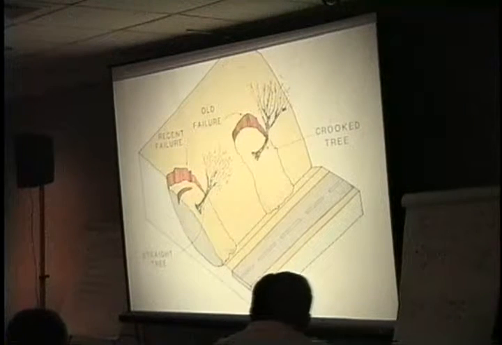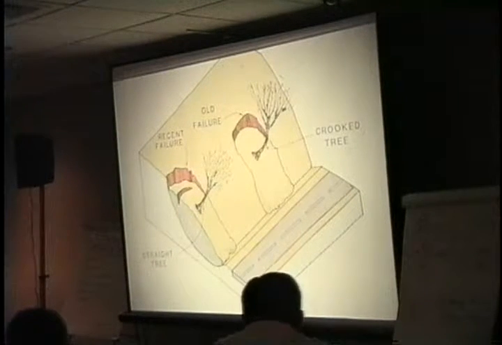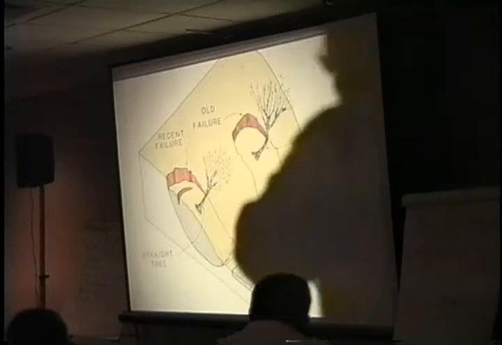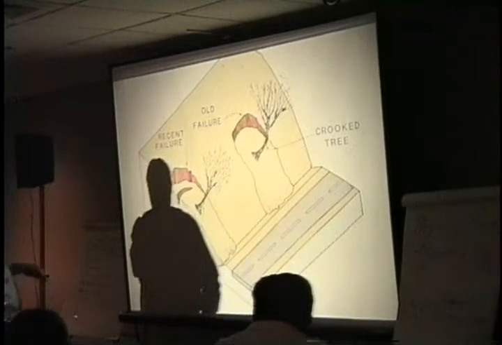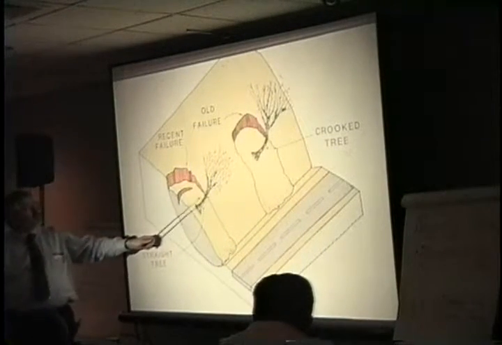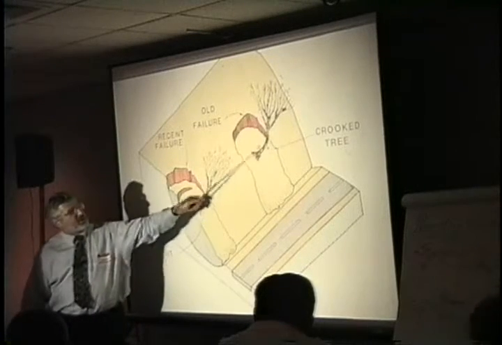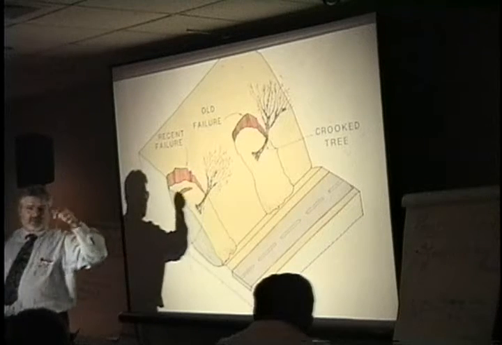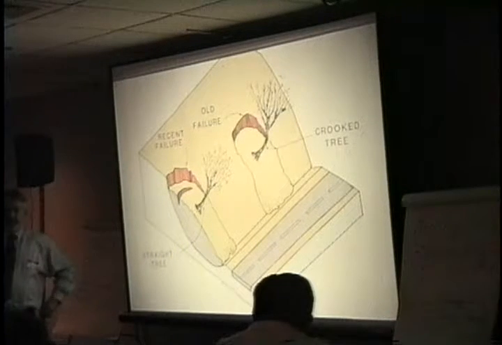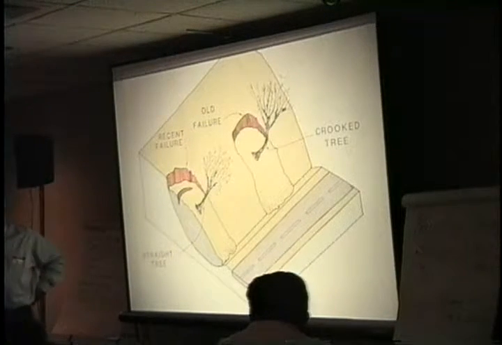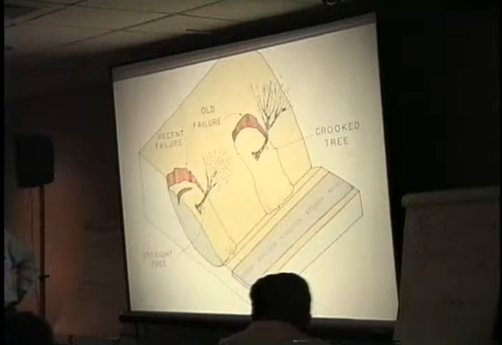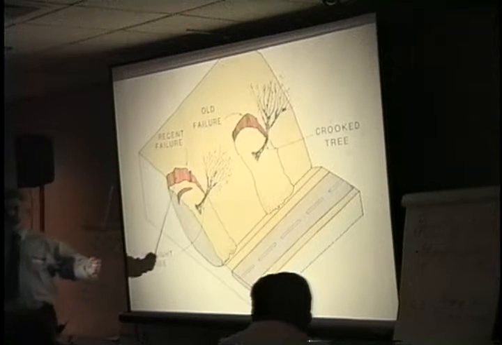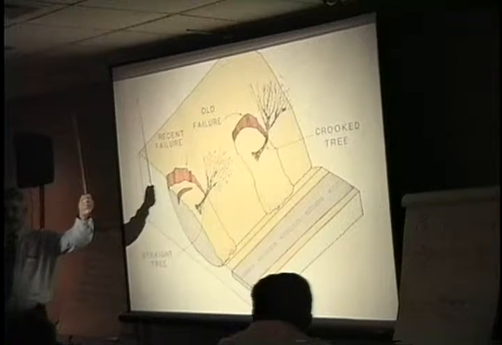Crooked tree with a bend in it. A straight tree. And it says if you have a straight tree, it's a recent failure, but if you have a crooked tree, it's older. Tom, why is that, do you think? Time is going to go to the sun, going to straighten itself up. Okay, trees want to go straight up.